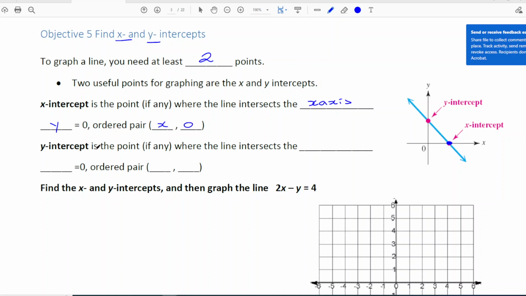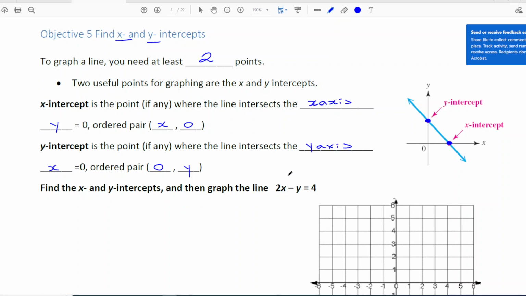Whereas a y-intercept is the point, if any, where the line intersects the y-axis, somewhere on this vertical axis. To be a point on the y-axis, there's no left-right direction, so the x value is 0. And your ordered pair would be 0, something.